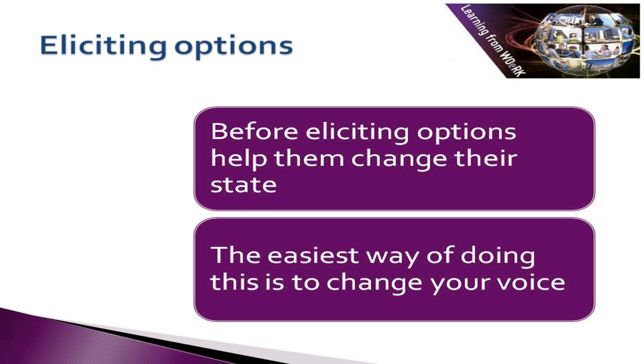The easiest way to help them change state is for you to change yours, and that will reflect in your voice. So you may have been talking to someone about the problems they've been having and asking questions in this type of voice. And when it comes to asking questions about what they can do differently, you'll want to change your voice and perhaps ask it like this. "So that's how things have been happening. How would you like to approach things differently now?"